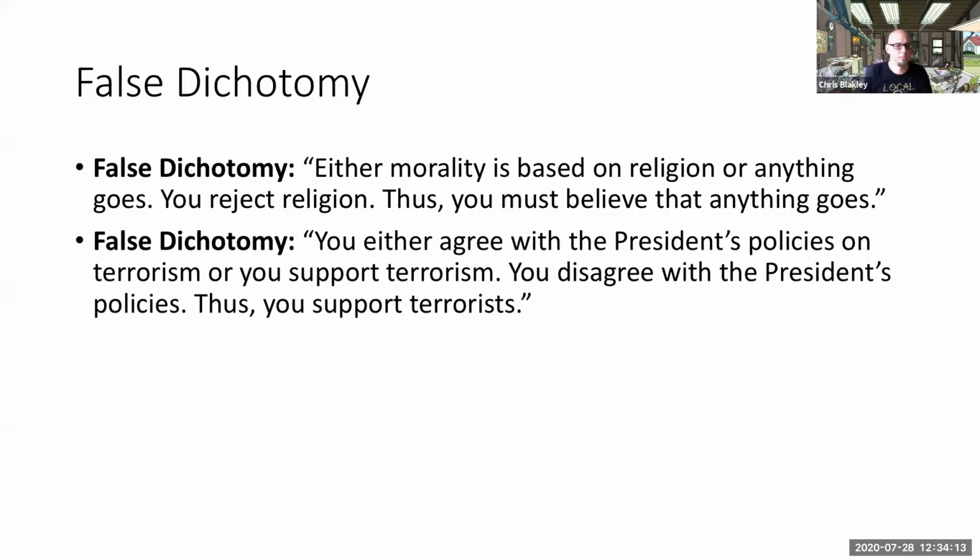Here's another example of a false dichotomy argument. You either agree with the president's policies on terrorism or you support terrorism. You disagree with the president's policies, thus you support terrorists. In each of these versions, it looks like a valid disjunctive syllogism argument, but because of the language that's used, it's obscuring or excluding an alternative. So in this case, we would say that the dichotomy is false. It's got a false premise in there because of an informal fallacy based on the content that's offered.